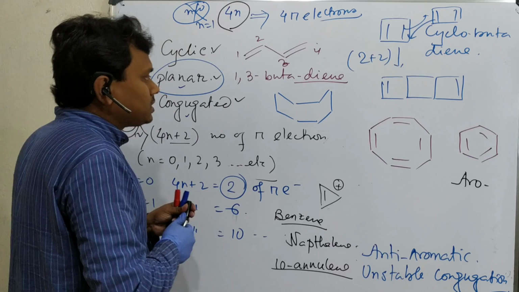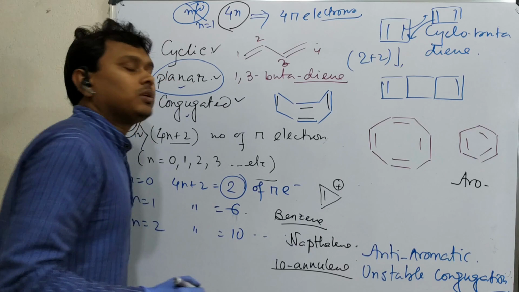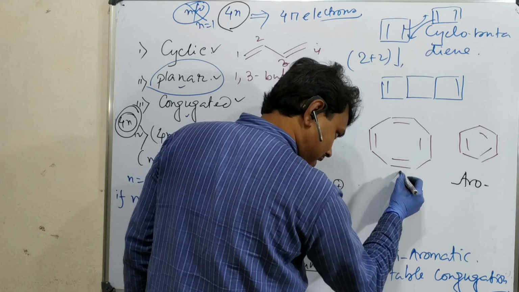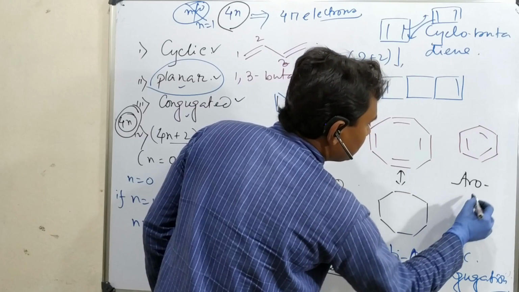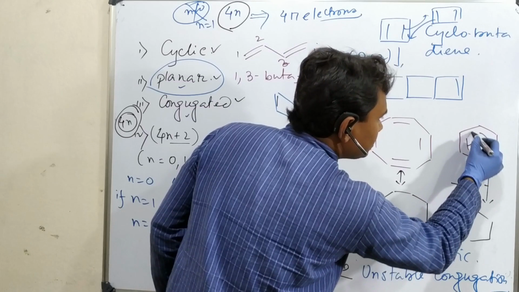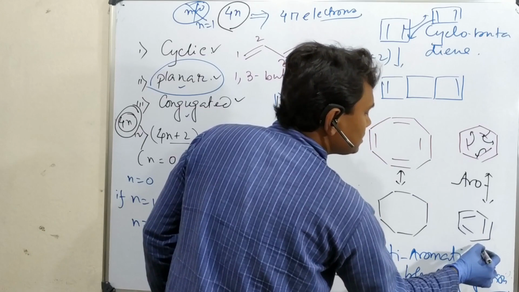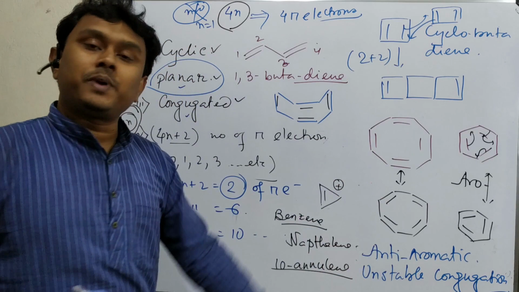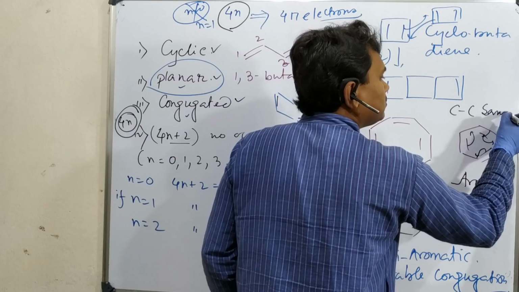And how are these double bonds? See, here one double bond, one double bond, one double bond, one double bond. Logically, if we think this is aromatic, then we expect to have another chemical form, like in the case of benzene: this will come here, this will come here, this will come here. So what is expected? In the case of benzene, all the CC bond lengths are the same.